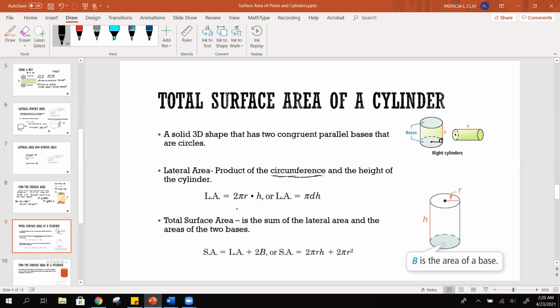So here's our formula. Lateral area is equal to 2 pi r times height, or we could say it's equal to pi times diameter times height. Okay, next equation. Total surface area is the sum of the lateral area and the areas of the two bases, just like last time. So we can say lateral area plus 2 times B, or we can plug in all the values: lateral area, 2 pi r times the height, plus 2 pi r squared.